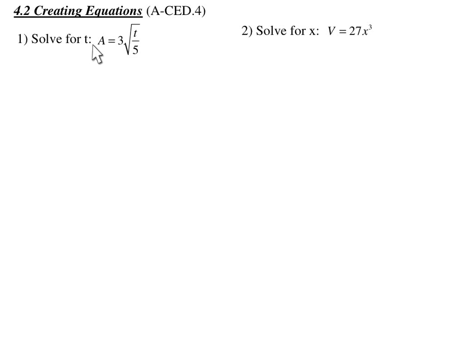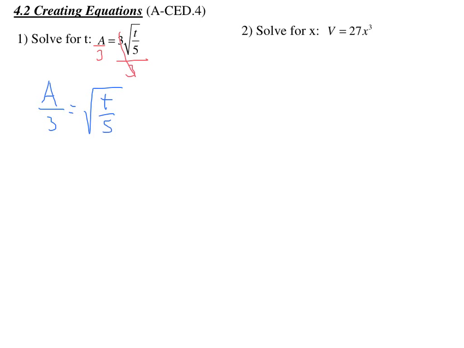Alright, let's solve this equation for t. So I want to get t by itself. To get t by itself, the first thing I need to do is get that 3 off. Since 3 is multiplied by the square root, we are going to divide by 3 to get it off. So divide both sides by 3. Alright, so I now have a divided by 3 equals the square root of t over 5.